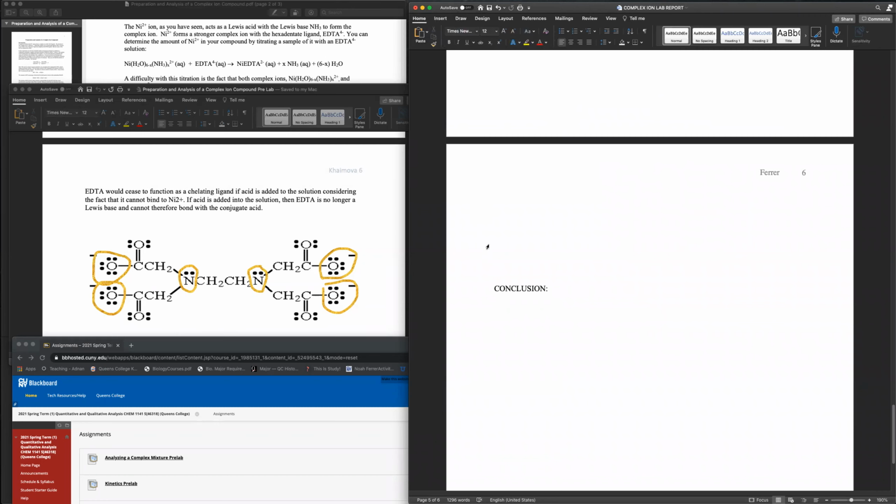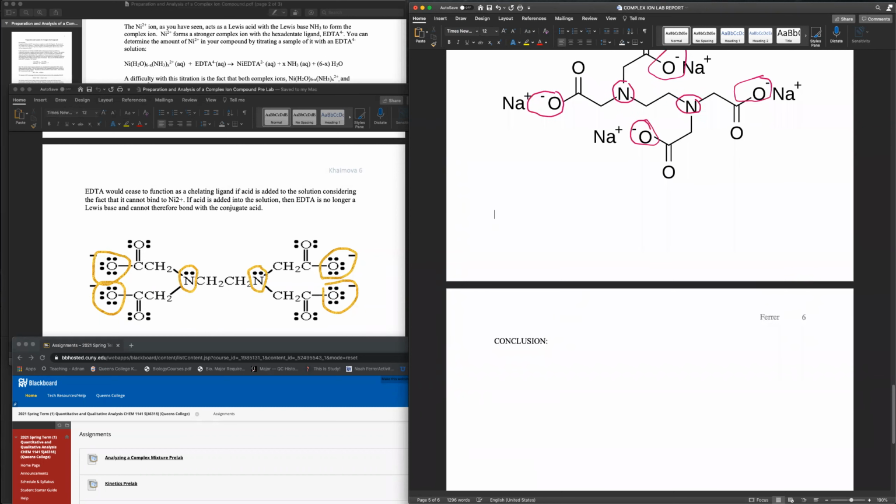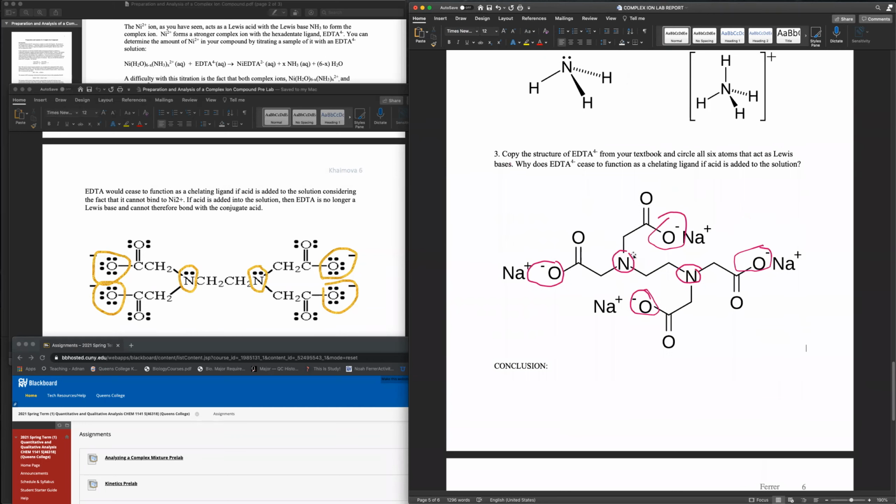So, yeah, do you have to explain that? From what it looks like over here, no. Let me see that question. So, copy the structure, circle them. Okay, so we have to answer that. Why does it cease to function when acid is added? Okay, so EDTA functions as a Lewis base.